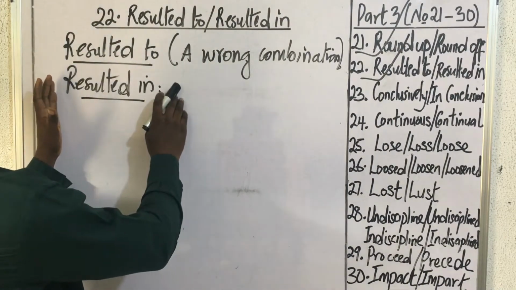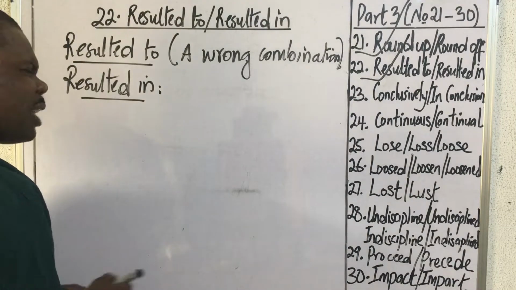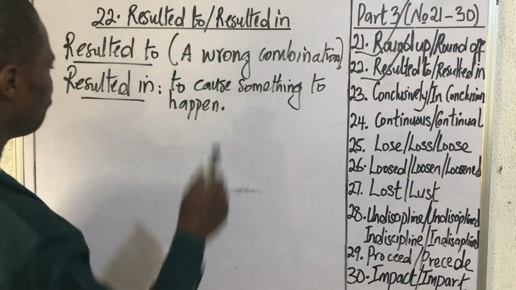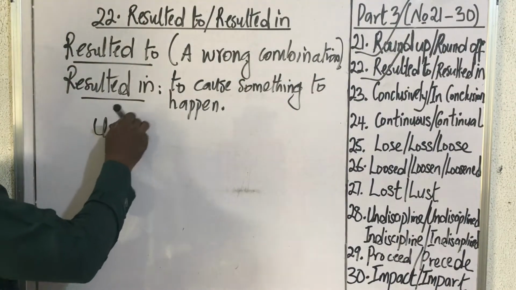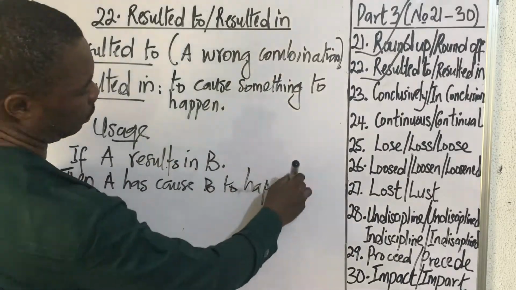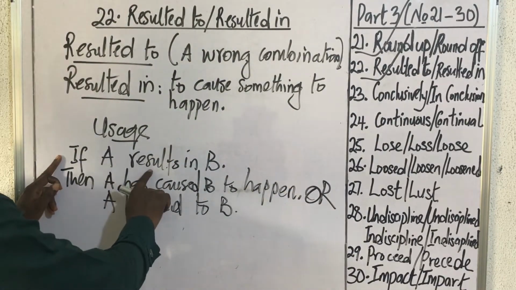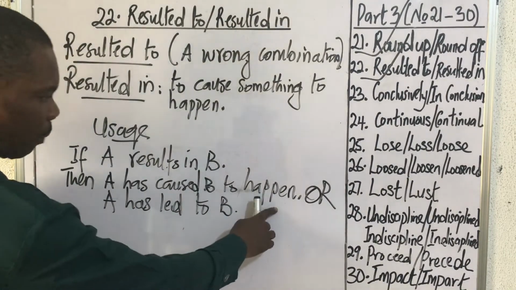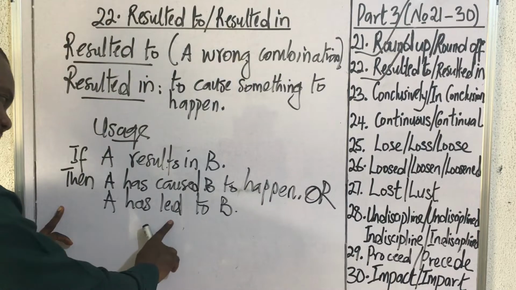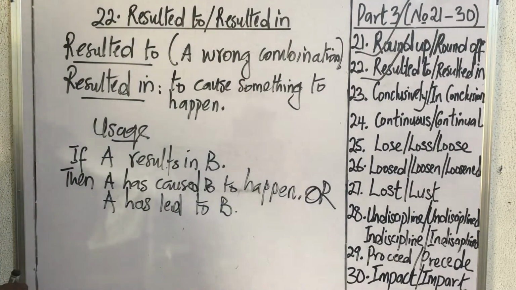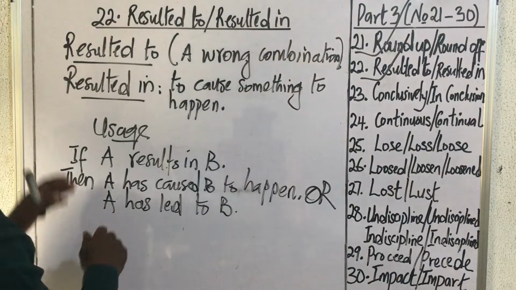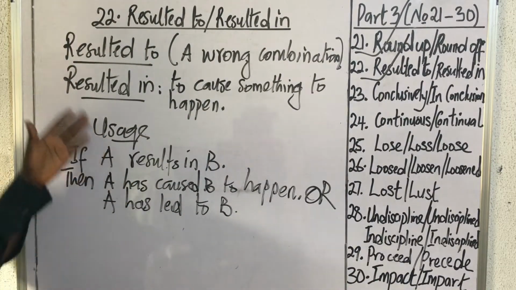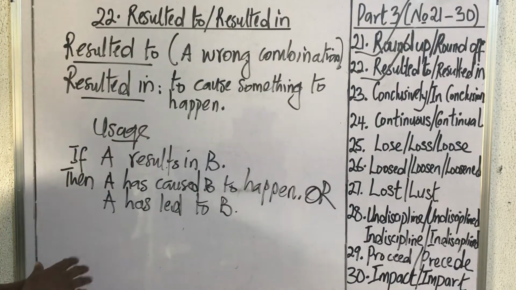So then, what is the meaning of resulted in? It means to cause something to happen. If A results in B, then A has caused B to happen, or A has led to B. Now let's look at another case of how to use results in or resulted in. Results in is the present tense form, while resulted in is the past tense form.